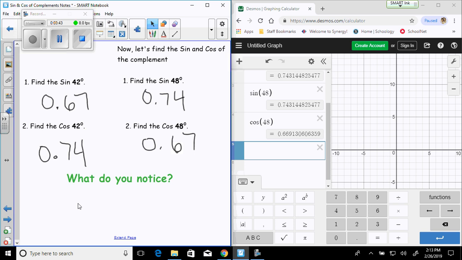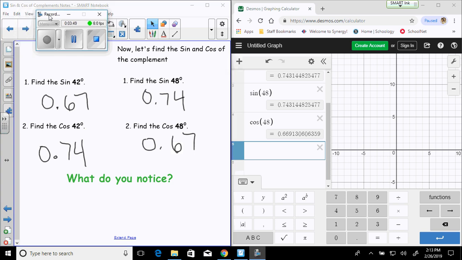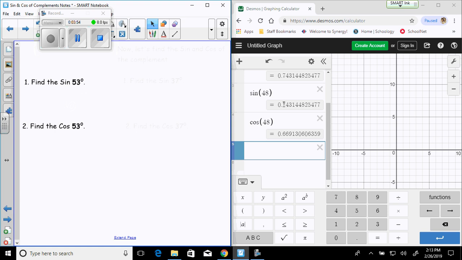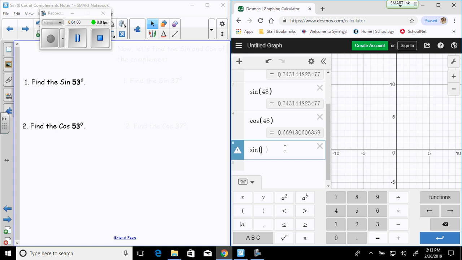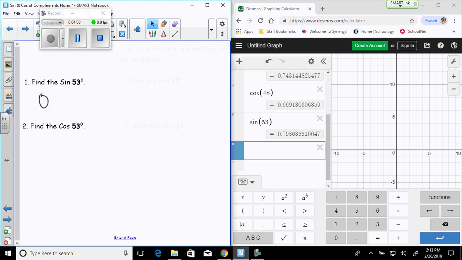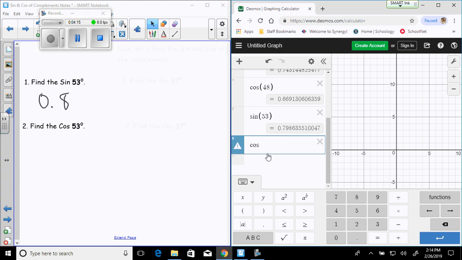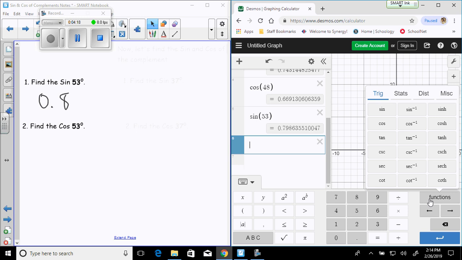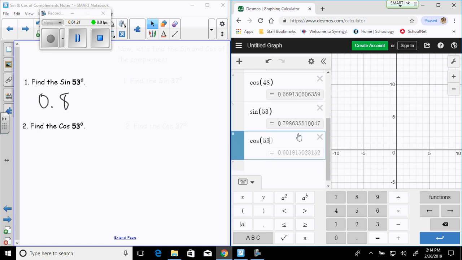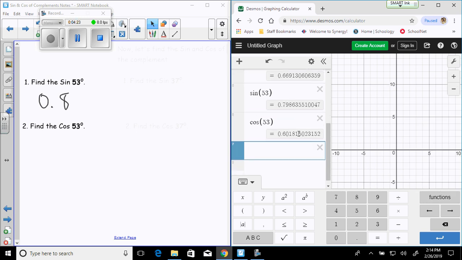All right. So looking at that, what do you notice? Okay, and if you notice something, hold that and let's see if it will continue to hold true. So let's do another example. Let's find the sine of 53 degrees, which is about 0.8. And then let's do the cosine of 53 degrees. It's 0.60.